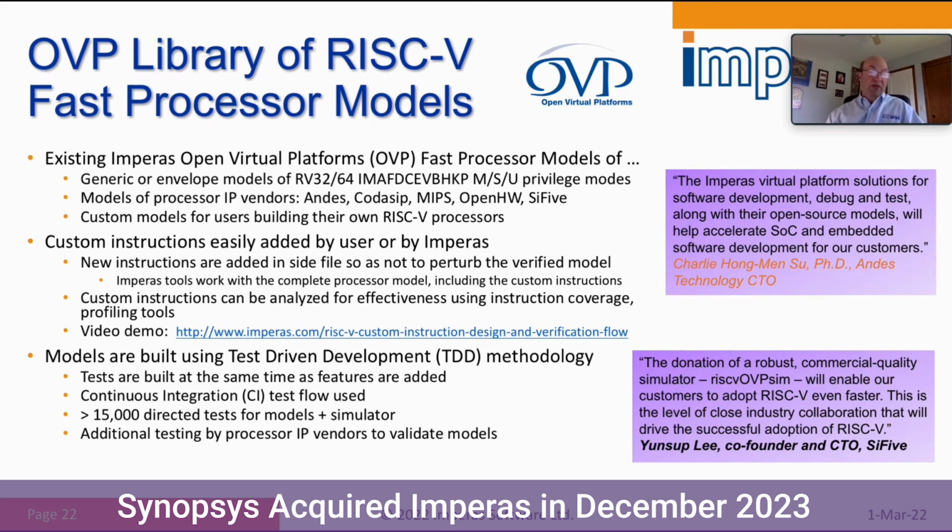But a key thing here is that these models are built using a test-driven development methodology. Tests are built at the same time features are added. We use a continuous integration flow, so our developers have to check in code as they add features. They have to test as they check in code. We've got well over 15,000 tests, and there's additional testing by the processor IP vendors to validate the models.